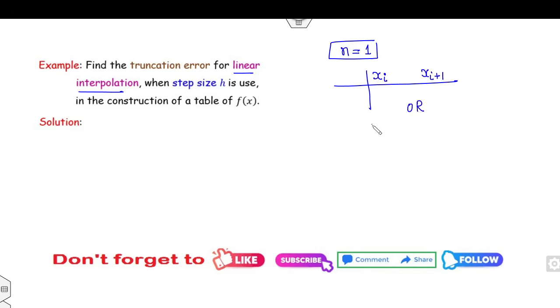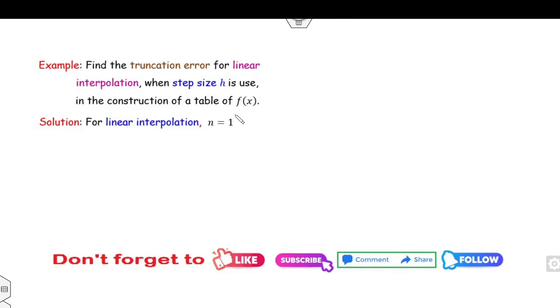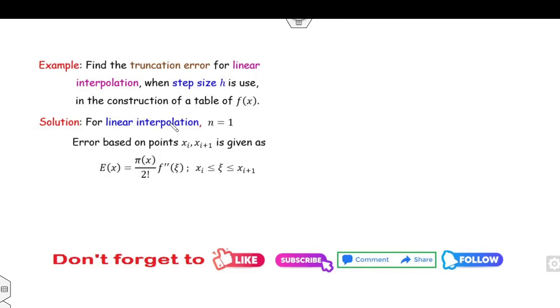Or you can say if the first number is my x naught, next number will be x naught plus h. Fine. In the construction of the table, I can use any of the 2 points for the linear interpolation, that is xi and xi plus 1. Can you write the pi of x? X minus xi, x minus xi plus 1.